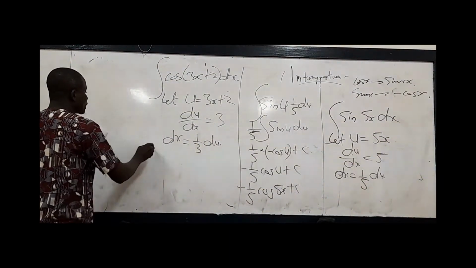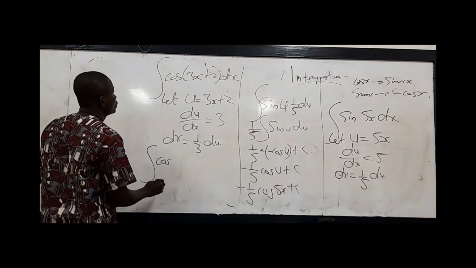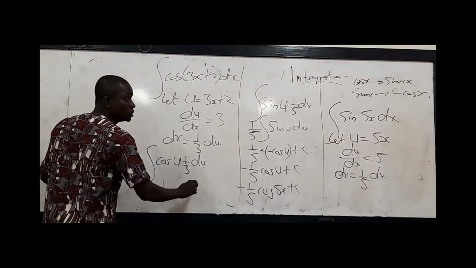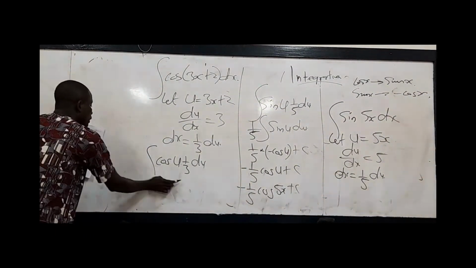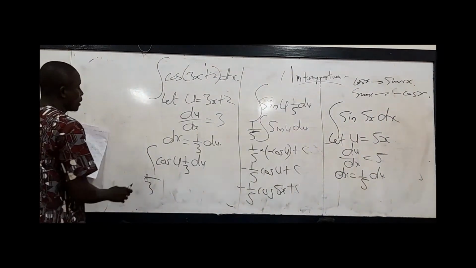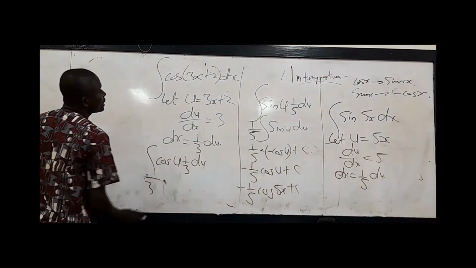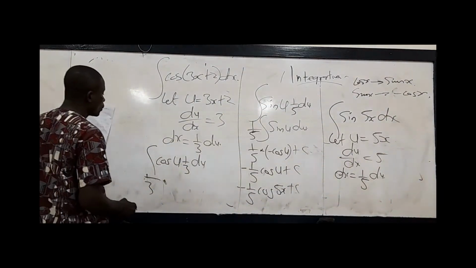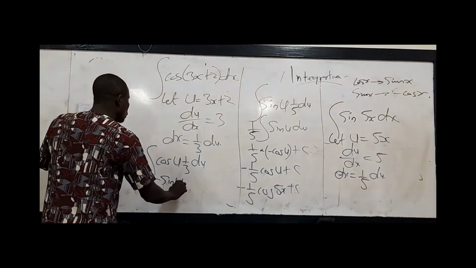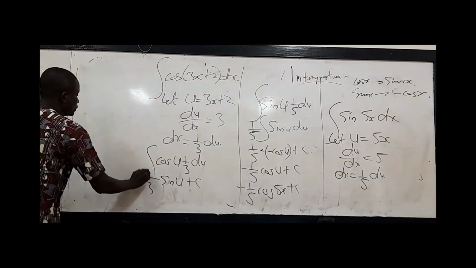So coming back to this expression, I'm going to have the integral of cos u times 1/3 du. So I'm having 1/3. When you integrate cos, what do you get? When you integrate cos, you get sine, so sine u plus c, which will be equal to what?